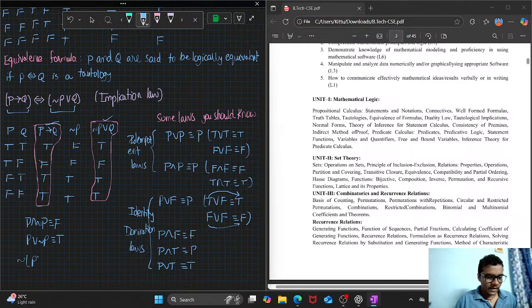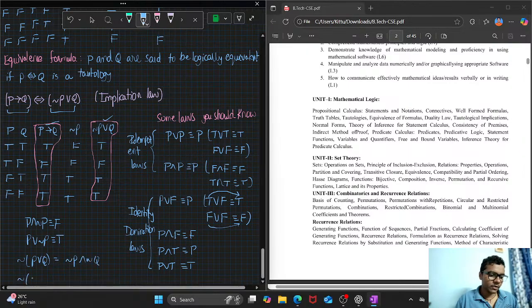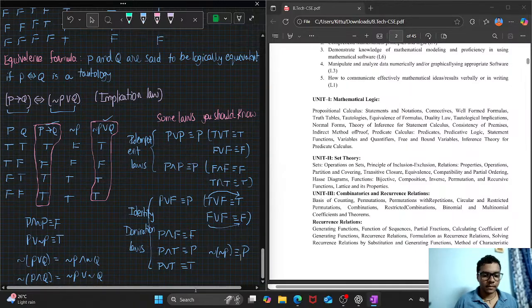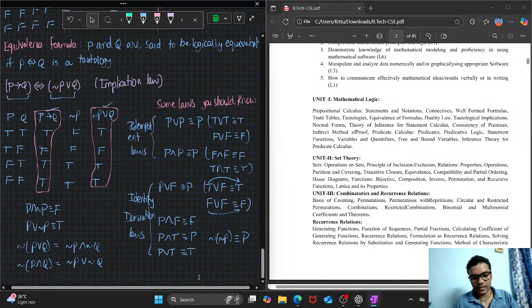And De Morgan's law: negation of P or Q is negation of P and negation of Q. The OR becomes AND and the AND becomes OR. Negation of P and Q is equal to negation of P or negation of Q. It just reverses when it goes into the brackets. And we also have the double negation. The negation of negation P is equal to P. The negation just cancels out, just like minus into minus is plus. And let's get going.